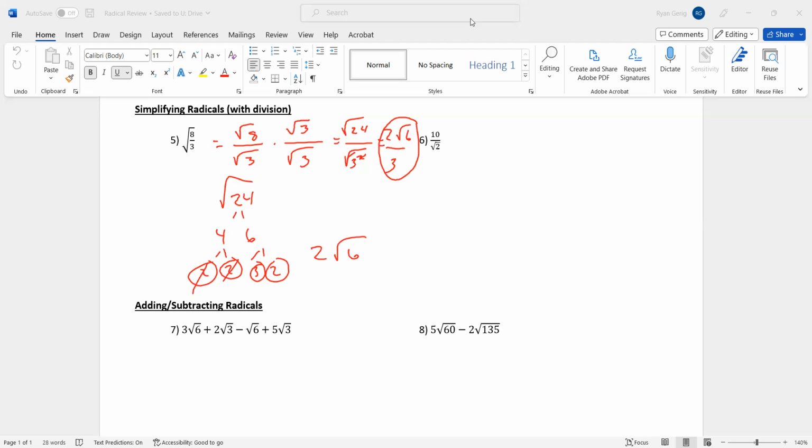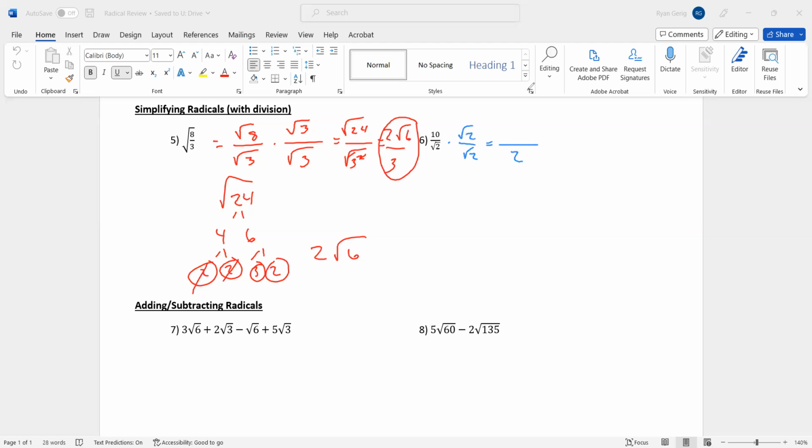All right, next one. 10 over radical 2. You cannot reduce that. 10's outside the radical, 2 is inside the radical. Can't do anything with that right now. I'm going to get rid of the radical on the bottom. Multiply by radical 2. That makes 2 squared on the bottom, which cancels the radical and leaves me with just 2. Got to do the same thing to the top then.